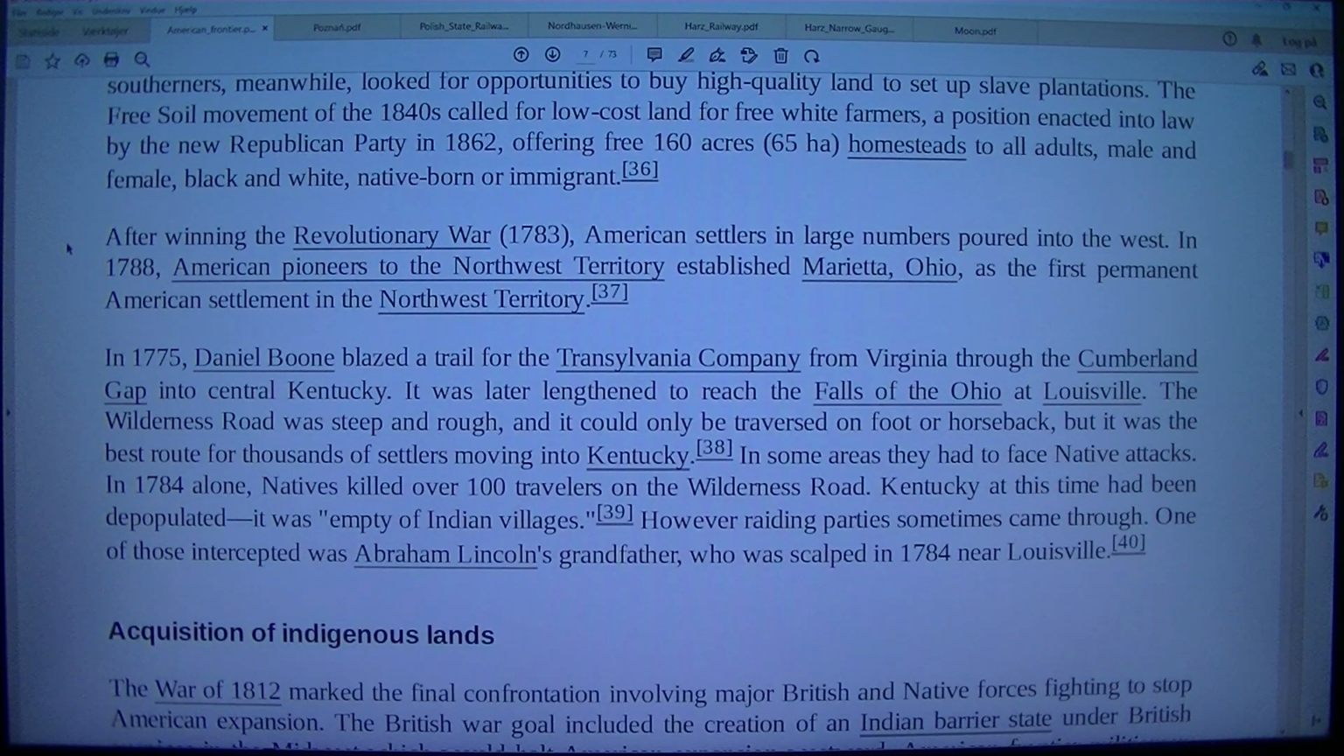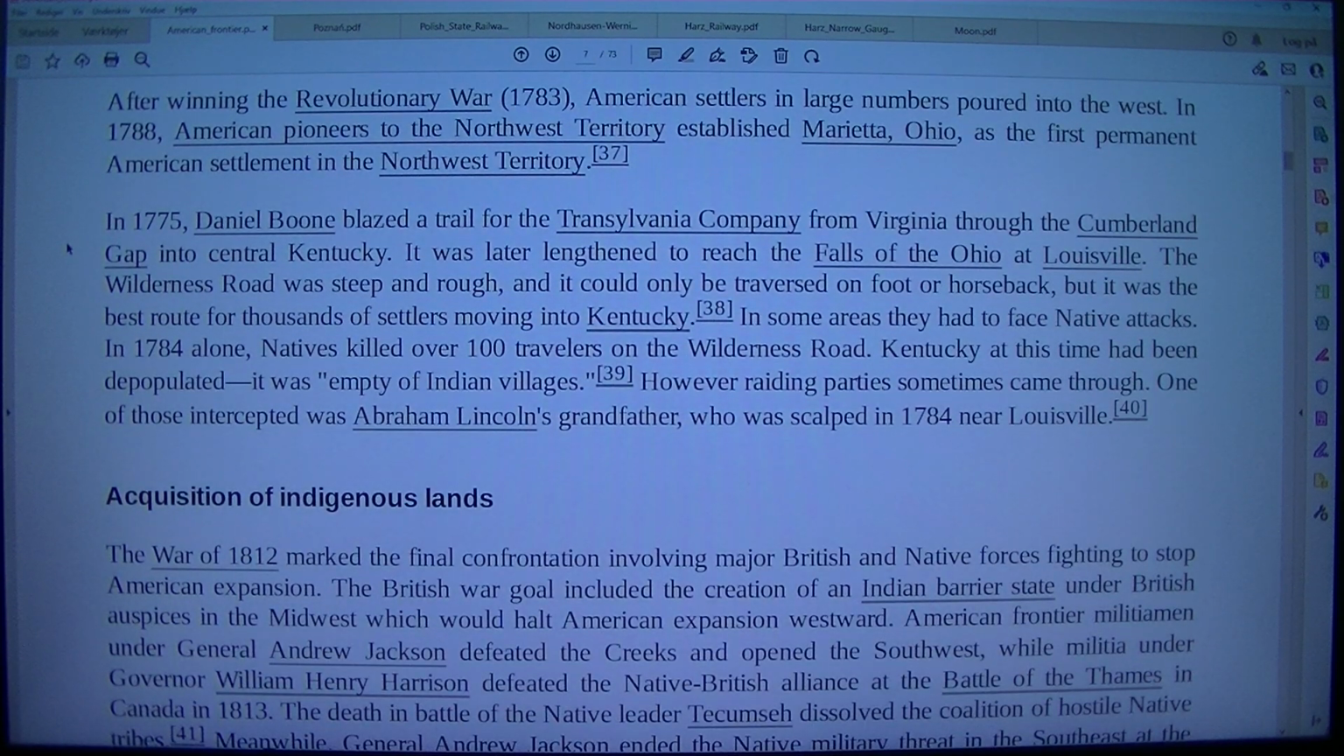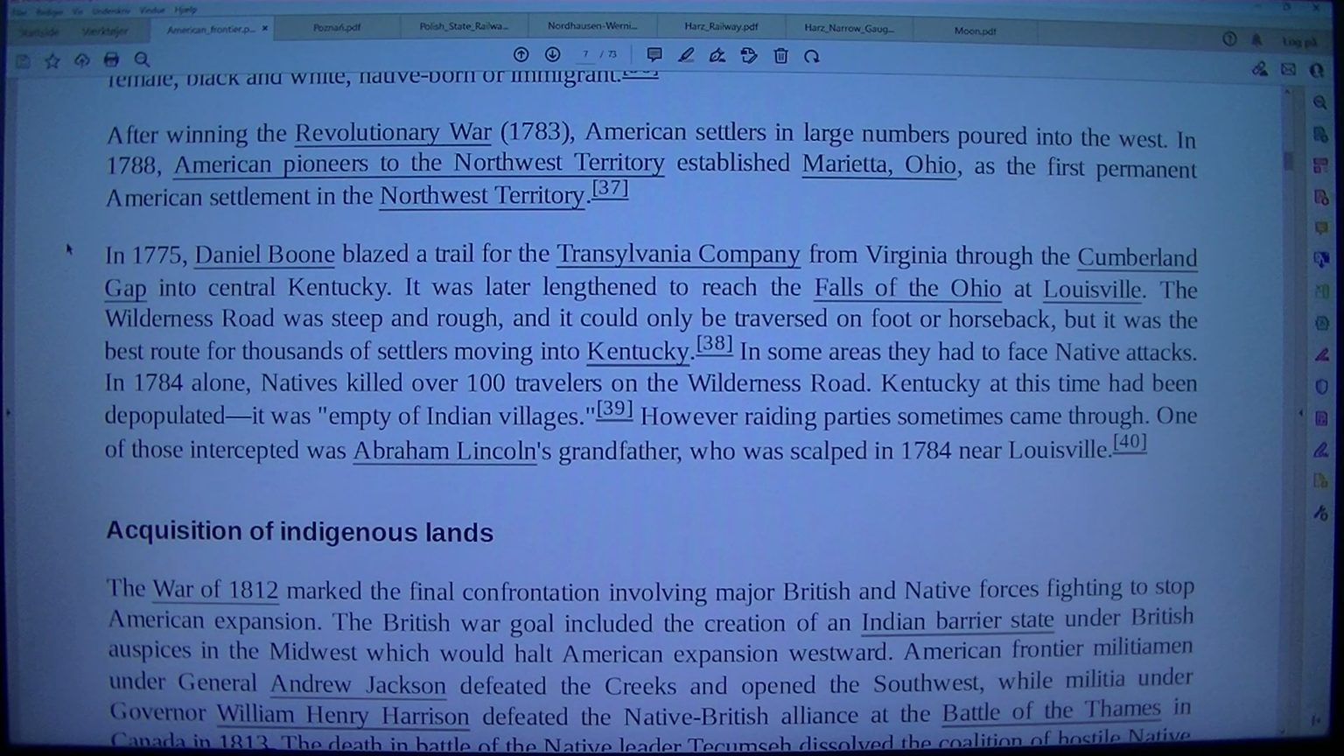After winning the Revolutionary War, 1783, American settlers in large numbers poured into the West. In 1788, American pioneers to the Northwest Territory established Marietta, Ohio, as the first permanent American settlement in the Northwest Territory.